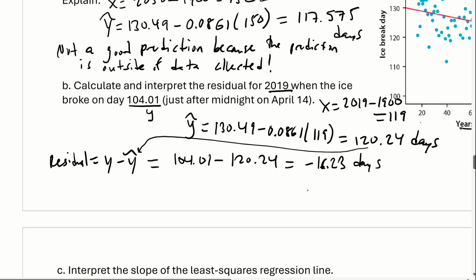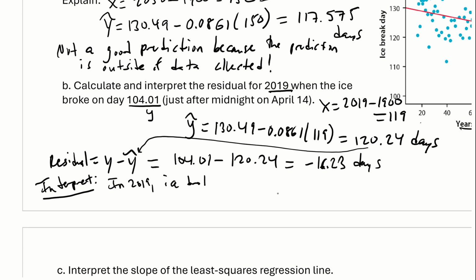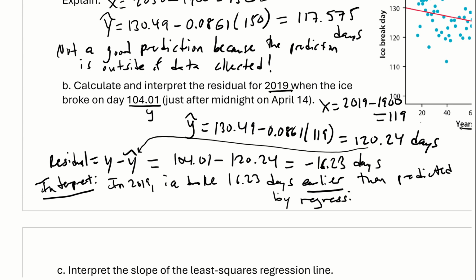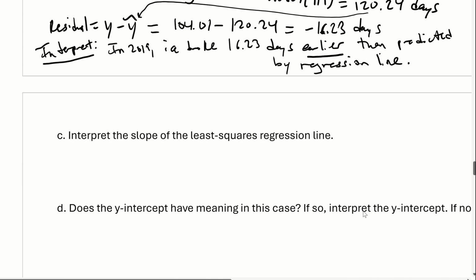So the interpretation: In 2019, the ice broke 16.23 days earlier than predicted by the regression line. Okay, if it was positive 16.23, that means we underestimated and it would be later than was predicted, right? So that's just an example.